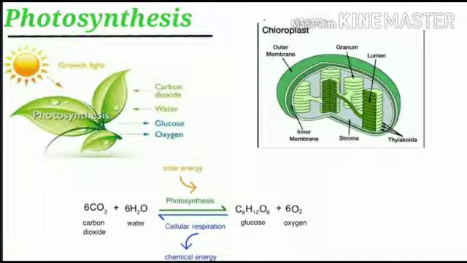We know that photosynthesis is the process used by plants to make their food. We can say it is the process of production of glucose and release of oxygen by using carbon dioxide and water in the presence of light energy. Here, light energy is converted into chemical energy. This process occurs in the green parts of plants, specifically the chloroplast of the leaf.